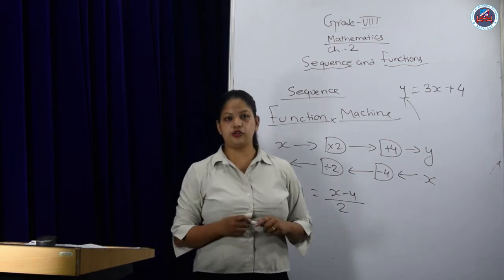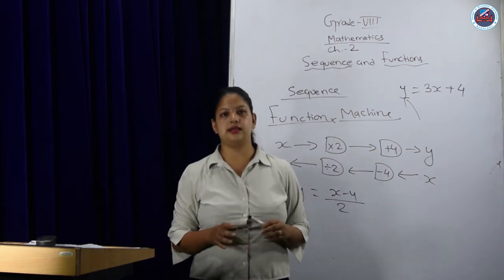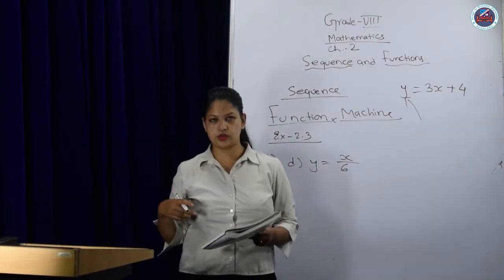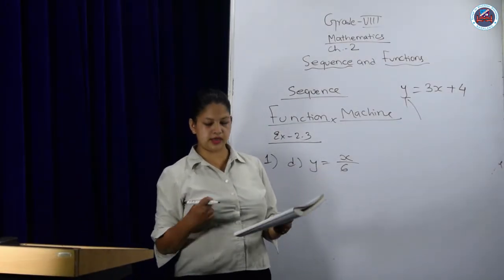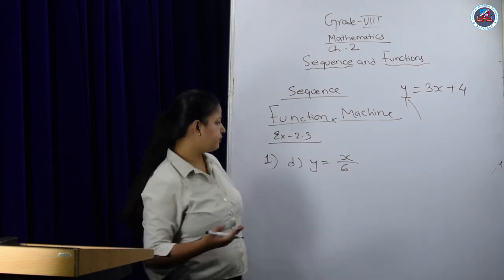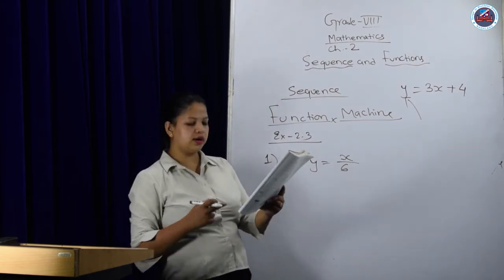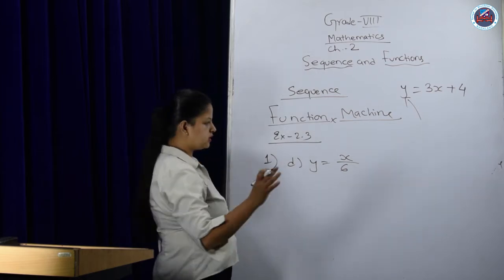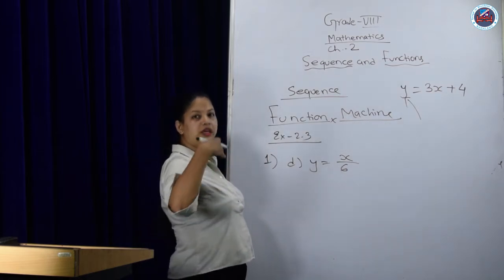I hope it's very clear to you. Now let us go to some questions and then you will be more clear. So look at exercise 2.3, question number 1. A, B, C is similar, D is division, so let me do that. Your question is, work out the inverse function of each equation. Now first we will make the normal function and then make the inverse.